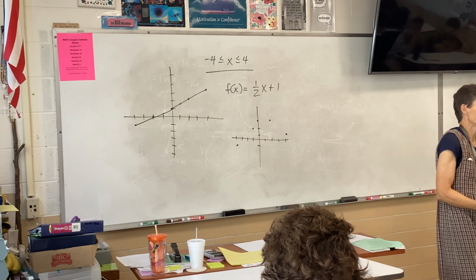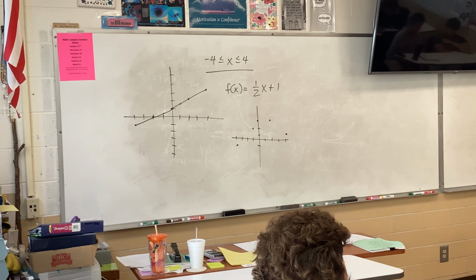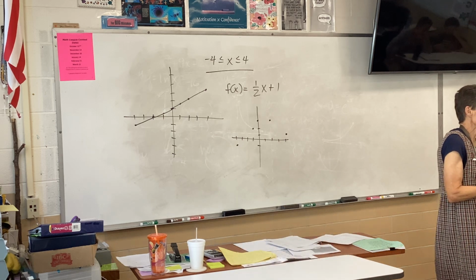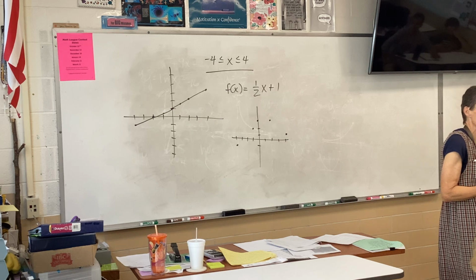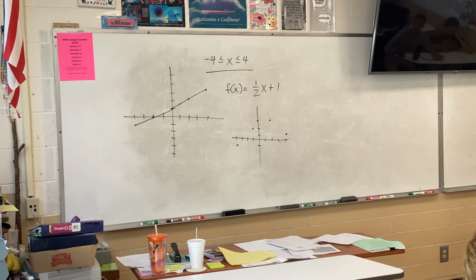But here's the important part. If a figure is concave up, its rate of change is increasing. If a curve is concave down, its rate of change is decreasing. That has nothing to do with being positive or negative. It has to do with an increasing or decreasing rate of change.